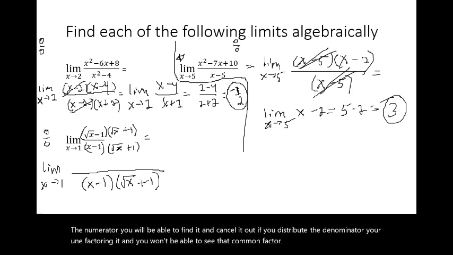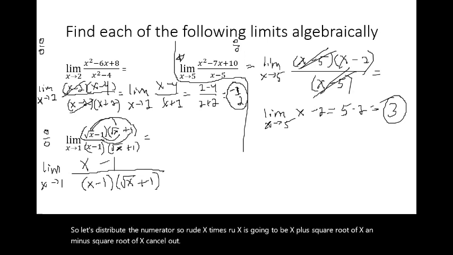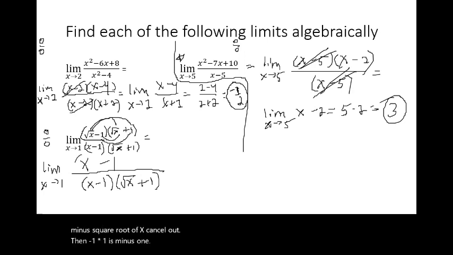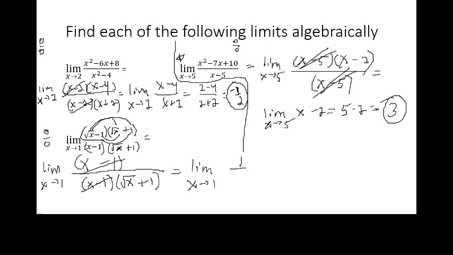So let's distribute the numerator. So root x times root x is going to be x, plus square root of x and minus square root of x cancel out. Then negative 1 times 1 is minus 1. So you can see that common factor of x minus 1, so I'm going to cancel out that common factor of x minus 1. That leaves me with the limit as x approaches 1 of 1 over square root of x plus 1.